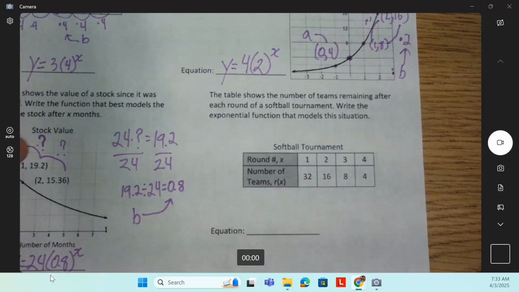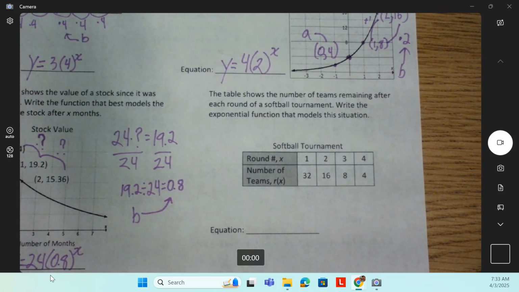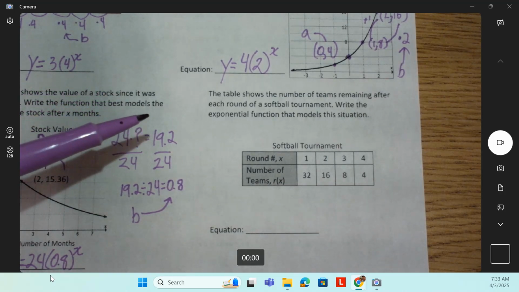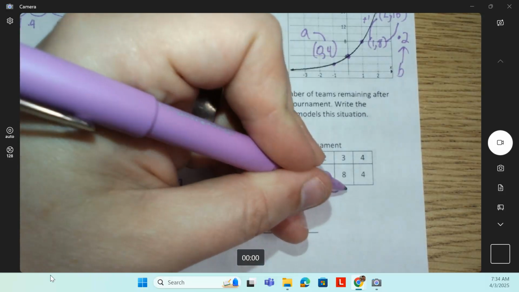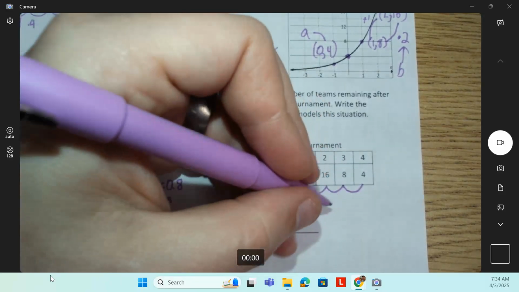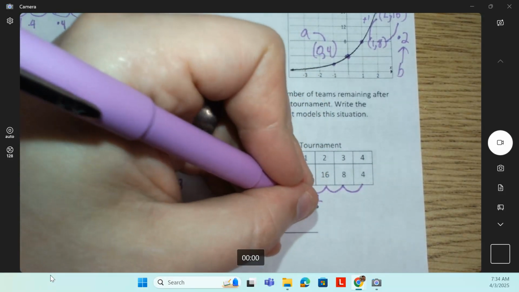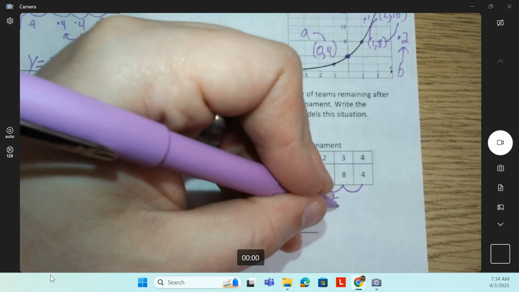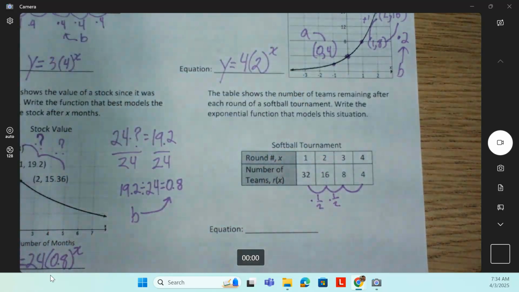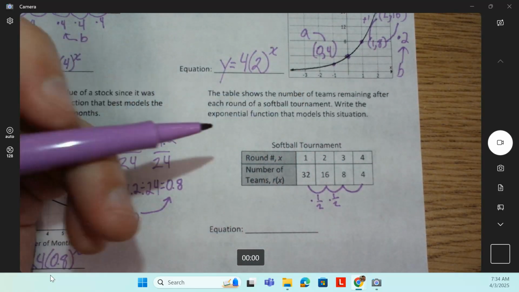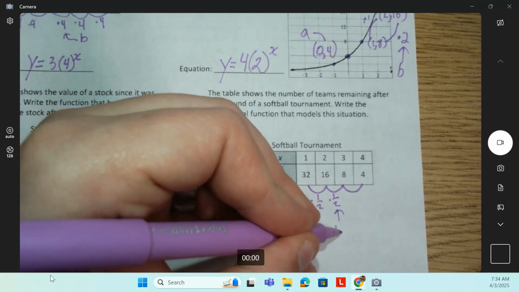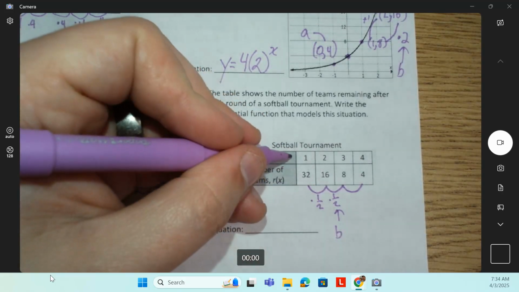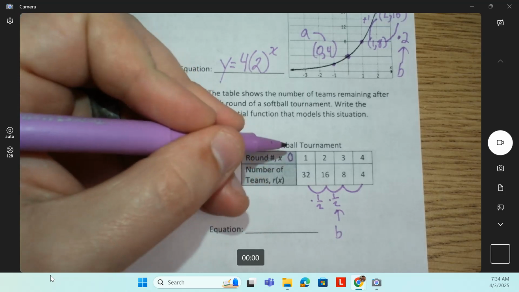Looking at a couple more here. We've got a table that shows the number of teams remaining after each round of a softball tournament. And just like most tournaments, it gets cut in half each time. So half of 32 is 16. There's a half there. So looking at that, we know our b value this time is 1/2. But when it's 0, we don't know what that is yet.